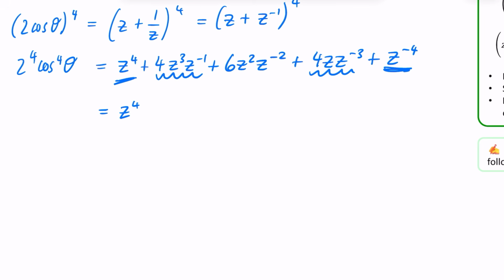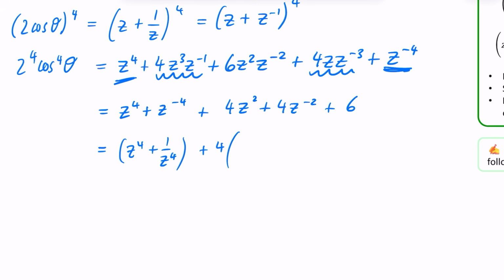So that's z to the 4 plus z to the minus 4. We then have 4 lots of z squared plus 4 lots of z to the minus 2. And then this is 6 lots of z to the 0, which is just a 6 that we've got here. So the first part, if I'm going to really spell this out loud and clear, is this. The second part is 4 lots of z squared plus 1 over z squared. And the last part is a 6. And then if you're very familiar with De Moivre's theorem, we know that this is just going to be a 2 cos 4 theta, and this is a 2 cos 2 theta that we have here.